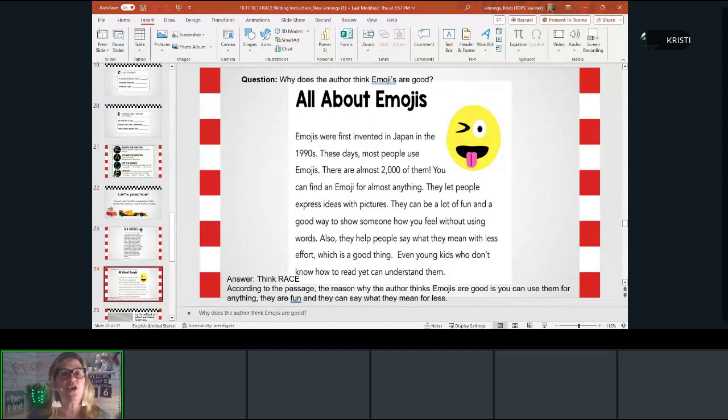So at the top the question is, why does the author think emojis are good? Well, let's jump down to my answer first and you tell me if you like it. Oh, I used the cite one. Look, it says according to the passage. We're at the very bottom. According to the passage, or you could have said the text states, the reason why the author thinks emojis are good is you can use them for anything, they are fun and they can say what they mean for less.